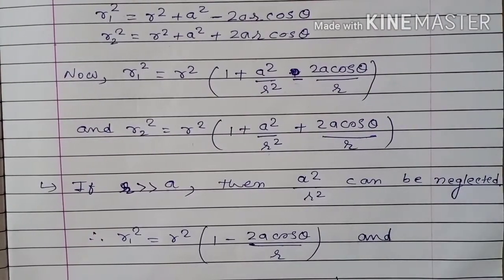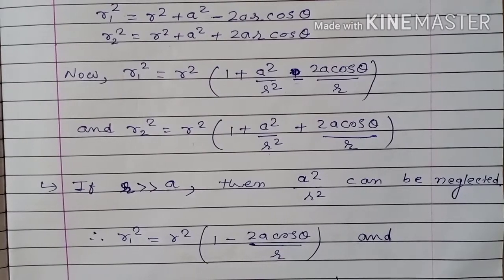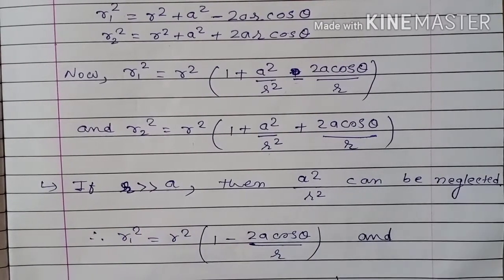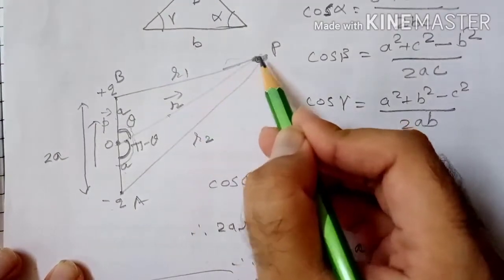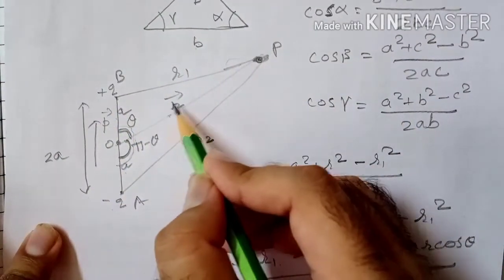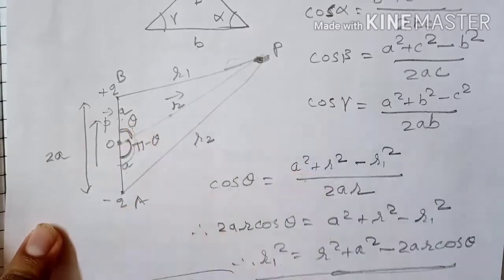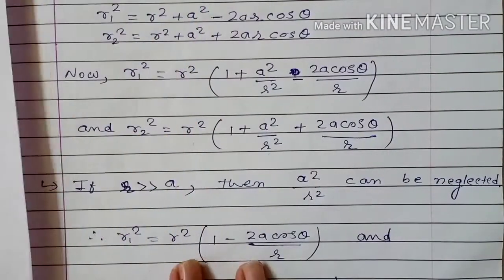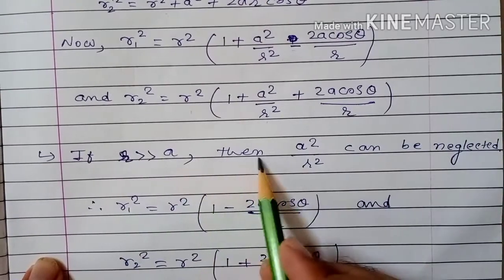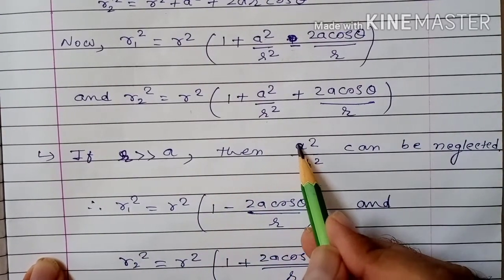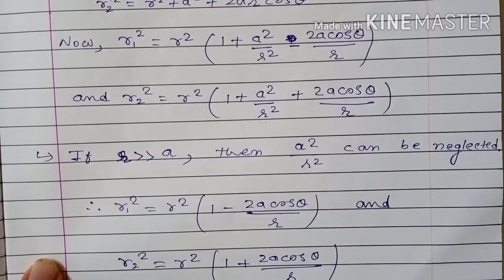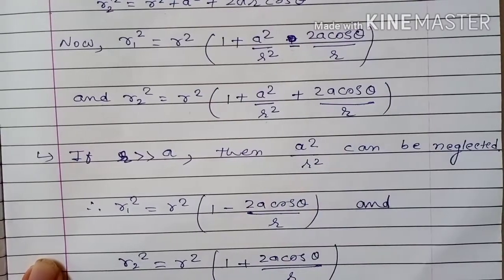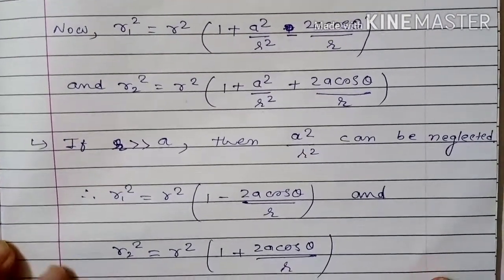If we consider point P very far away from the dipole, it means r is much greater than a, then a square upon r square can be neglected. If this point P is very far away from the dipole, then this distance r is much greater than a. And if r is much greater than a, then in a square upon r square, this a is very small in comparison to r. It means the denominator is much greater than the numerator, so this term can be neglected. A square by r square can be neglected.